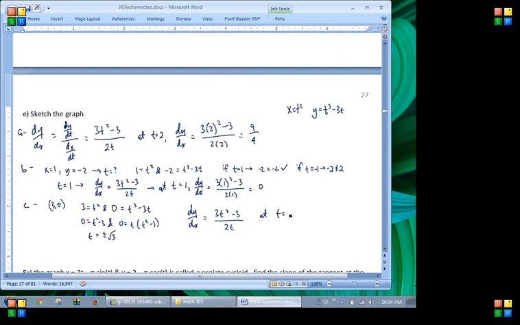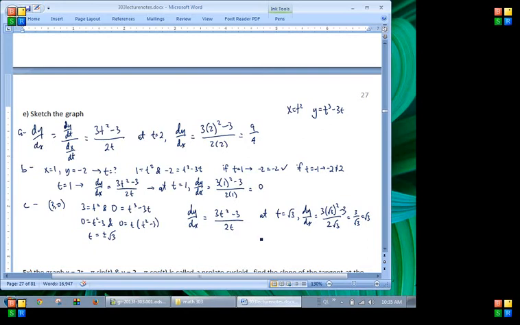So at t equals positive root 3, the slope equals 3 times root 3 squared minus 3 over 2 root 3. So what does that work out to? 6 over 2 root 3, or in other words, 3 over root 3. Or if you like, 1 over root 3. Excuse me, rather, that's just root 3.